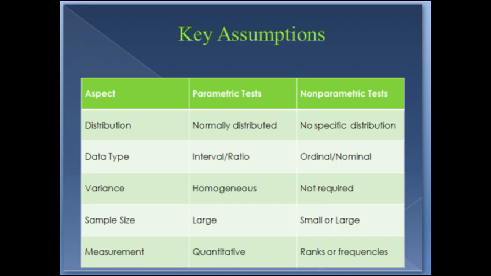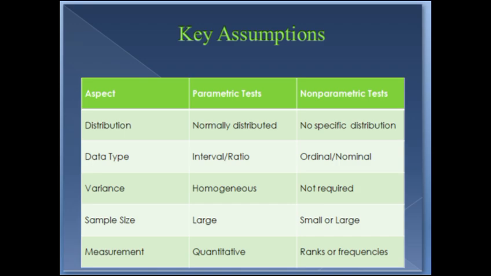Let's understand the aspects of parametric test and non-parametric test. Distribution: in parametric test, the distribution is normal distribution. In non-parametric test, no specific distribution. Data type: in parametric test, we use interval or ratio scale. In non-parametric test, we use ordinal or nominal. Variance: homogeneous in parametric test. In non-parametric test, not required. Sample size: large in parametric test. And in non-parametric test it can be small or large.